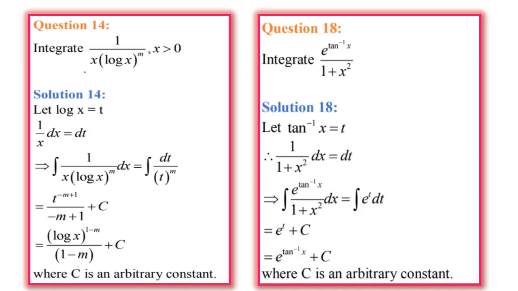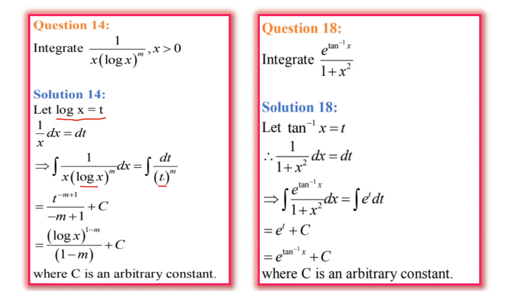Now question number 14, integrate this thing. Here we are assuming log x equal to t. So 1 by x dx equal to dt. Now the given integral, how would we write it? Students, see here, 1 by x dx is equal to dt. So here 1 by x dx we will write dt, and log x we assumed as t. Here log x, so t, and power m as it is, right?